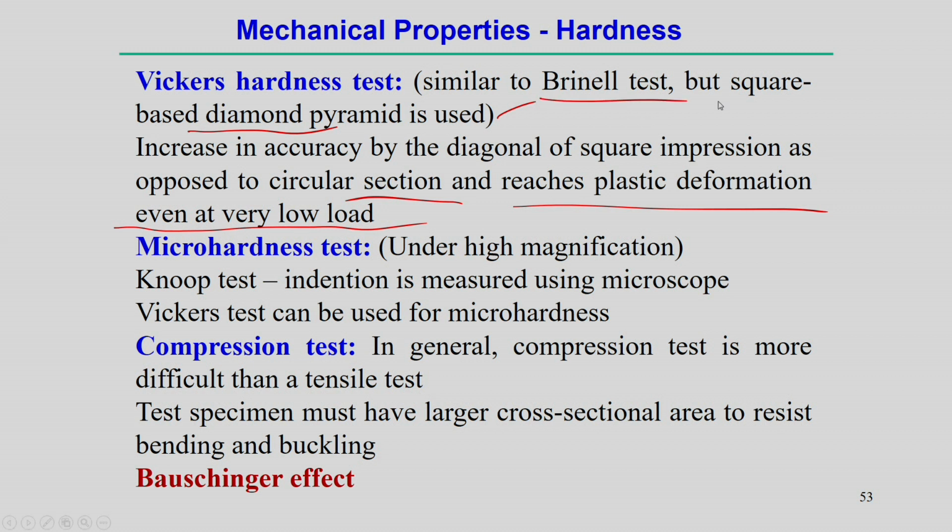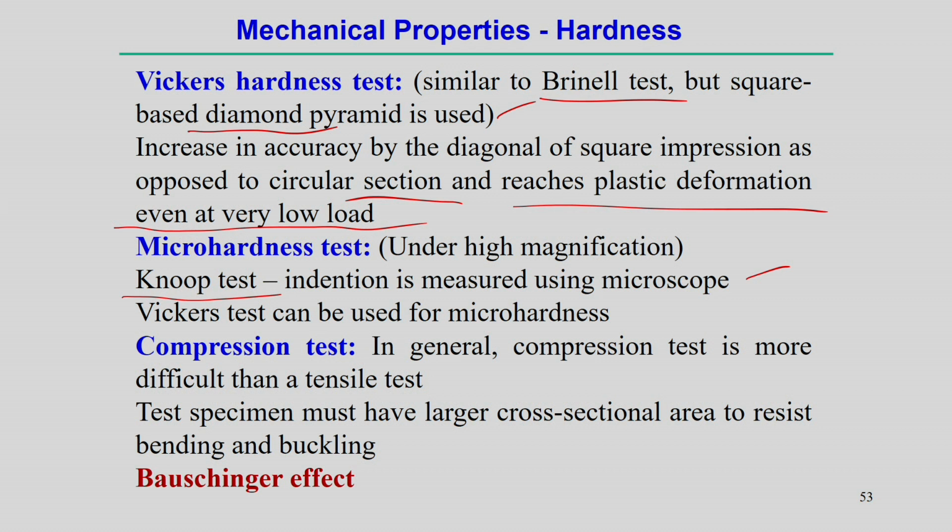It is the same as the Brinell test, but instead of the round ball we use the square based diamond pyramid. Then there is micro hardness testing, where a very small amount of load is used, and of course it normally happens under a microscope at high magnification. So, we observe the indentation under high magnification. One is the Knoop test, where the indentation is measured using the microscope. Of course, the Vickers test can also be used for micro hardness measurement.